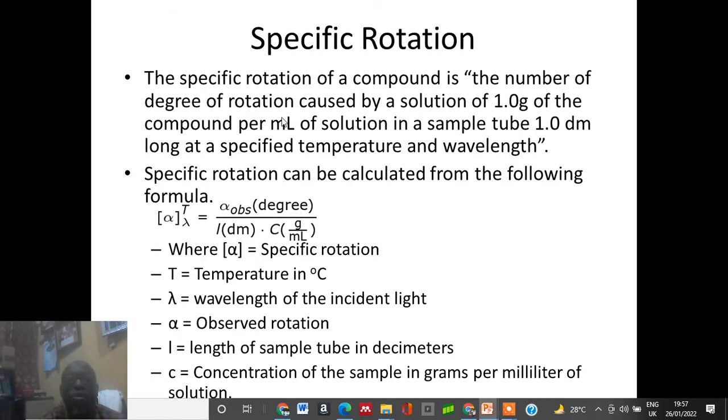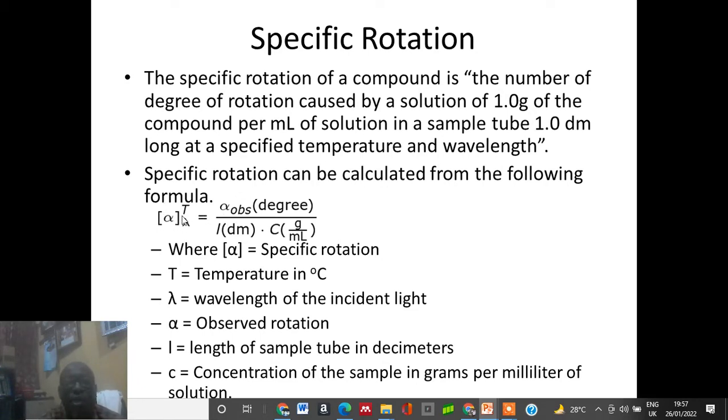Specific rotation. The specific rotation of a compound is the number of degrees of rotation caused by a solution of 1.0 gram of the compound per mL of solution in a sample tube 1.0 dm (decimeter) long at specified temperature and wavelength. This definition can also be transformed into a formula, as you have here. Specific rotation can be calculated from this formula.